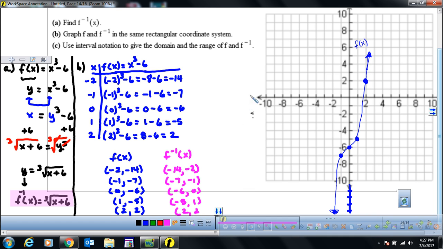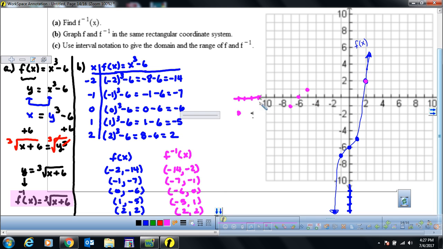So I'm going to extend this a little bit right here. So 11, 12, 13, and 14. So that point is going to be (-14, -2), which is going to be down here. The next point is (-7, -1). The next point is (-6, 0). The next point is (-5, 1). And the last one is (2, 2).